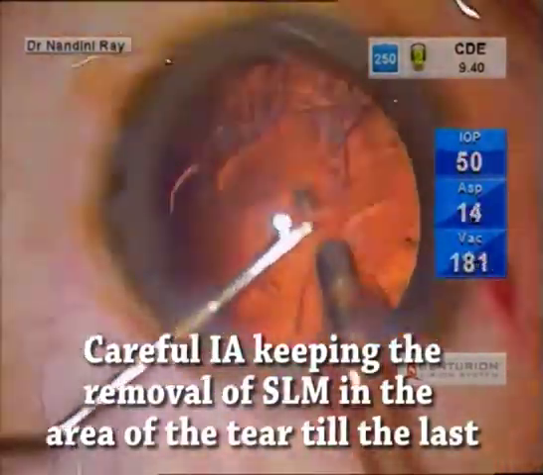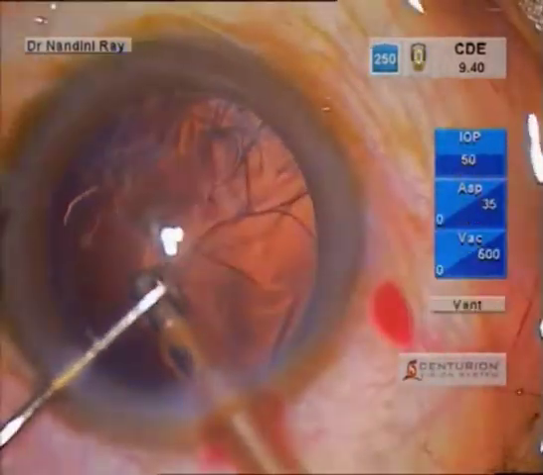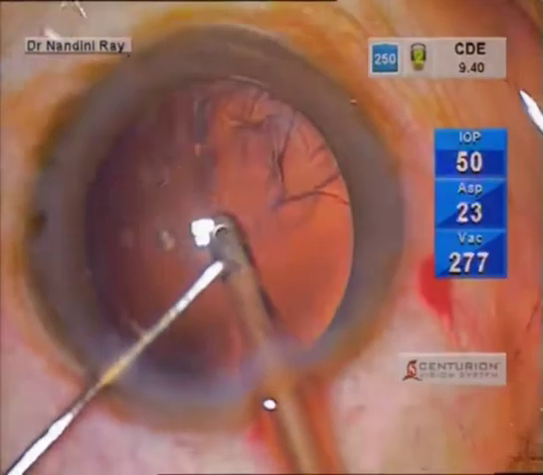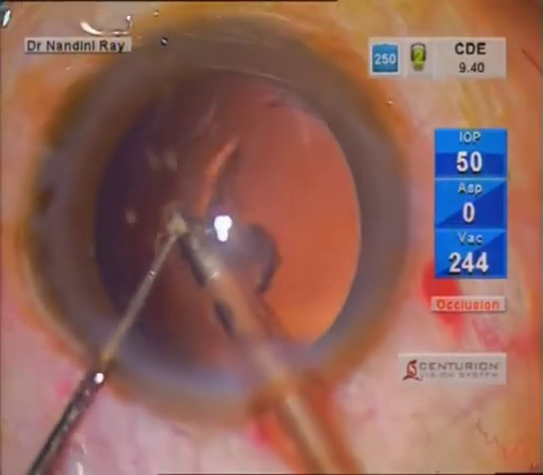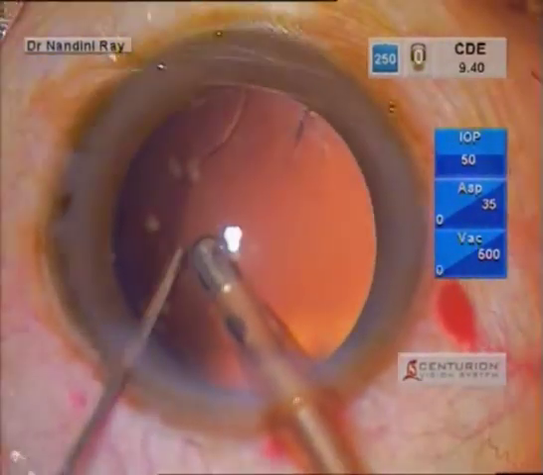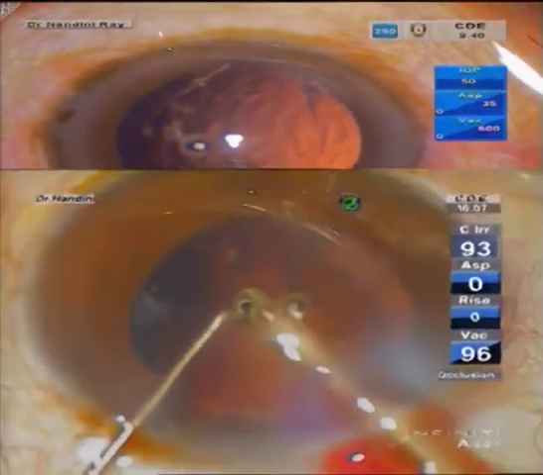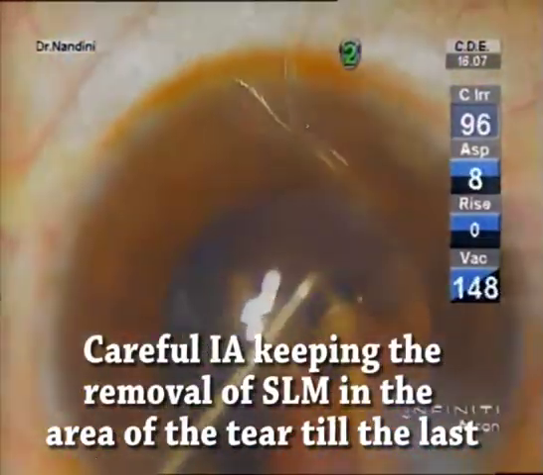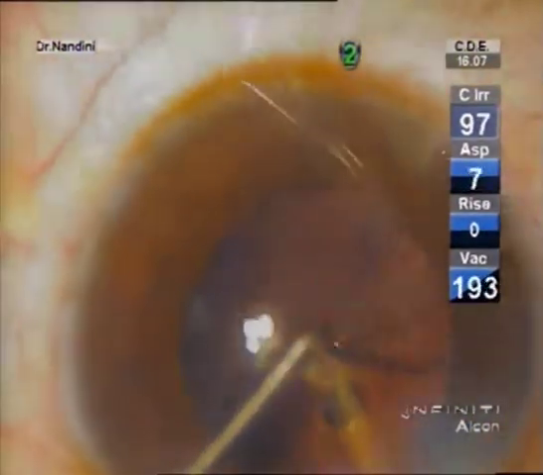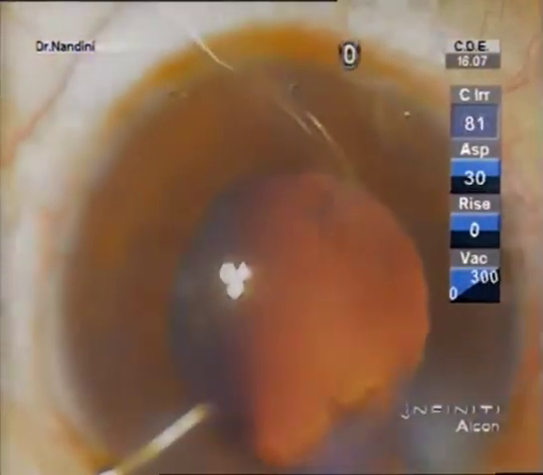Irrigation aspiration is initiated, leaving the soft lens matter in the area of the radial tear for the very last, as this tends to provide a cushion preventing further extension to the periphery. Careful irrigation aspiration can be done either by the coaxial method or, if in a difficult case scenario, especially with a small pupil and large copious amounts of soft lens matter, one can always do an irrigation aspiration with the bimanual technique.